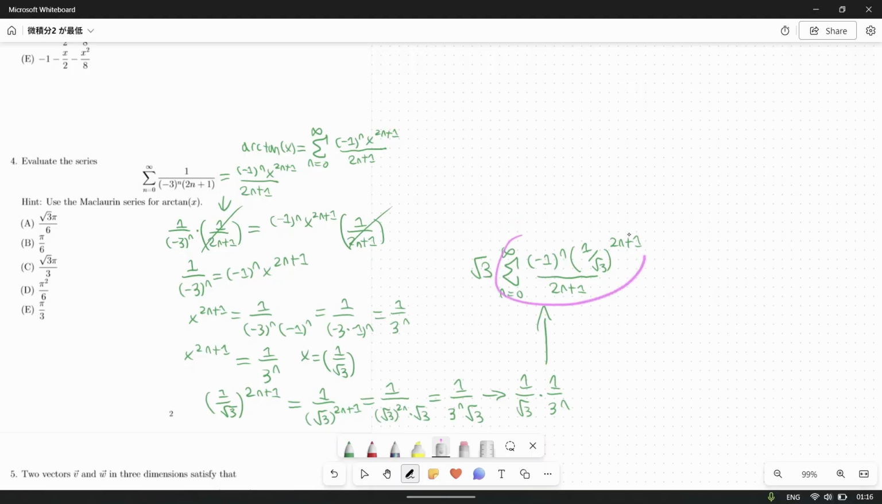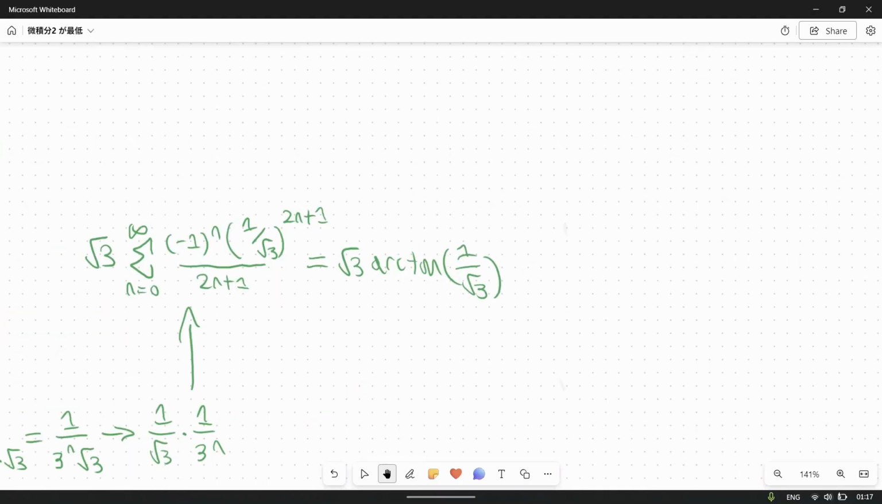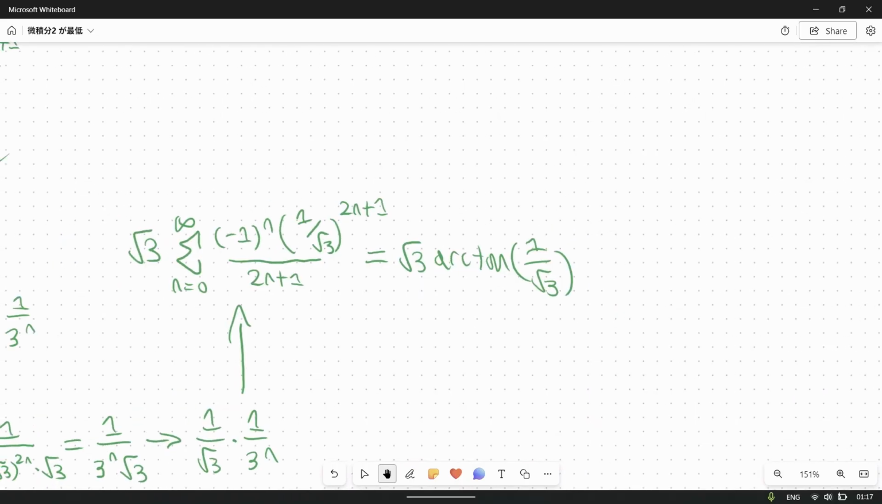And since we know that this, without the square root of 3 outside, is going to be the Maclaurin series of arctangent of x, we can say that this is actually going to be equal to the square root of 3 times arctangent of 1 over the square root of 3. And then from here, it's just a matter of simplifying this expression, and you'd end up with an answer.